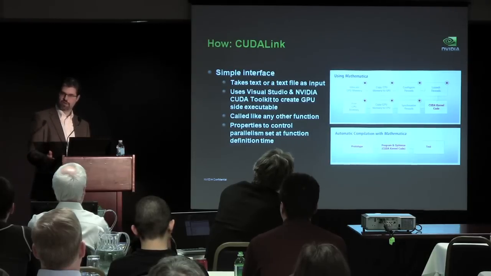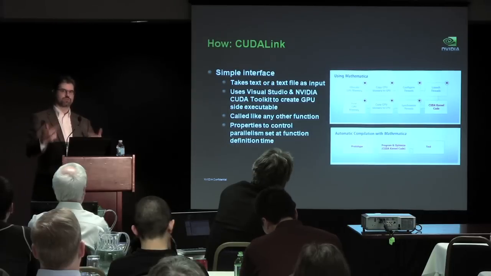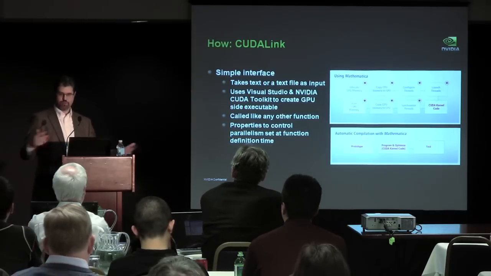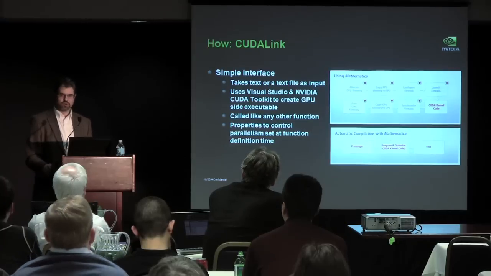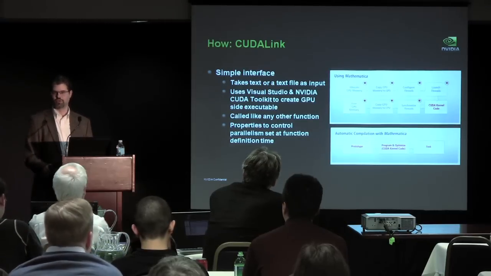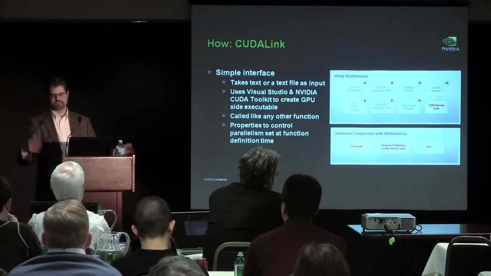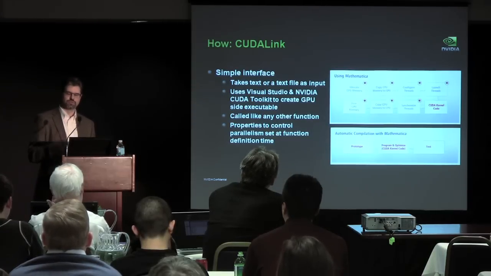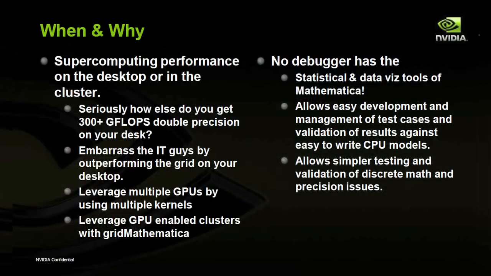You get to control all the parallelism, and you can interact with it. So instead of having to go back every time you want to test something new into your Visual Studio environment or whatever, recompile your whole C program, run it and test it, you get the interactive development that you get with Mathematica. So we talked about how, when, and why you would bother to write CUDA code. Why would you write C and integrate it with Mathematica?